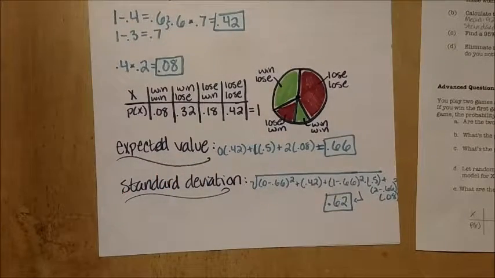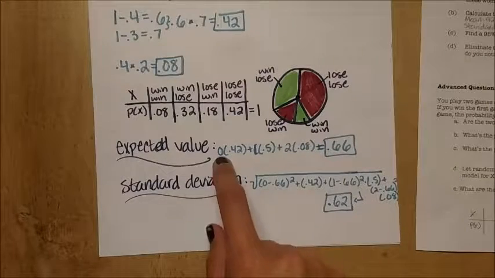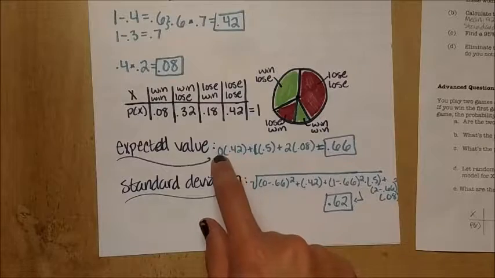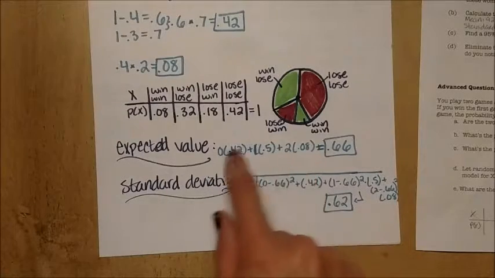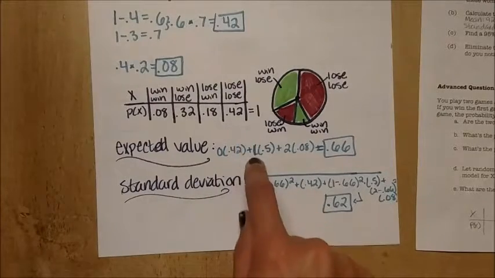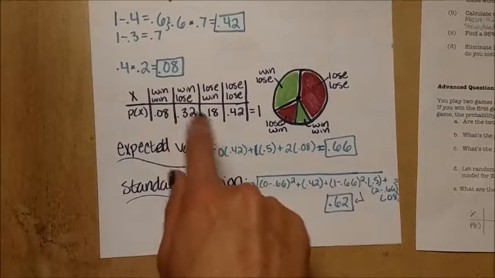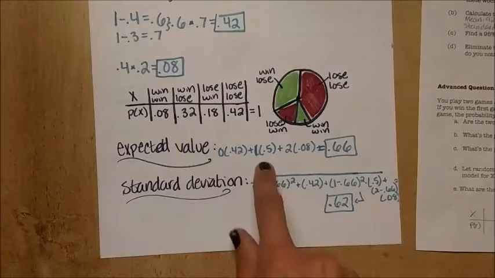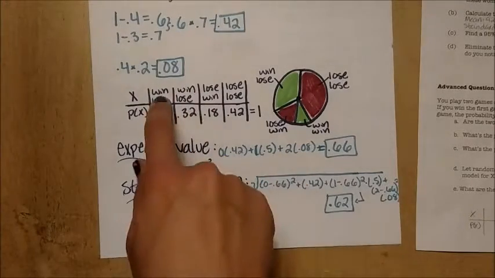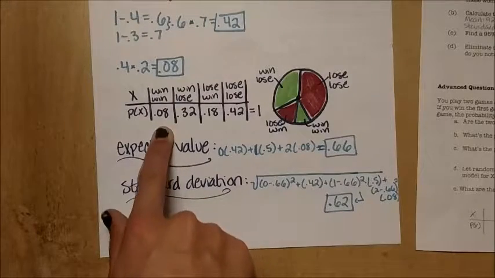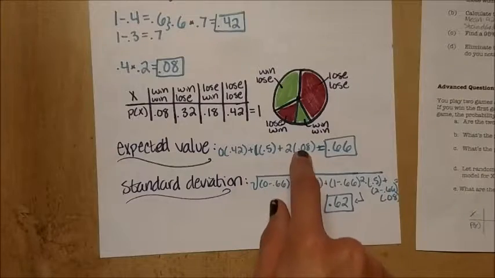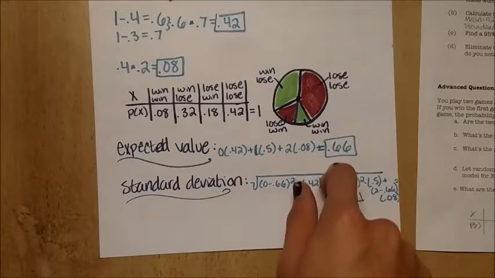So I did those two formulas. This just asks to times the 0, 1, 2 wins. So 0 wins would be 0.42. 1 win would be 0.5, because if you add those two together, it's 0.5. So that would be just 1 win. And then 2 wins would be 0.08. So you add all those together after you multiplied them, and then you get 0.66.